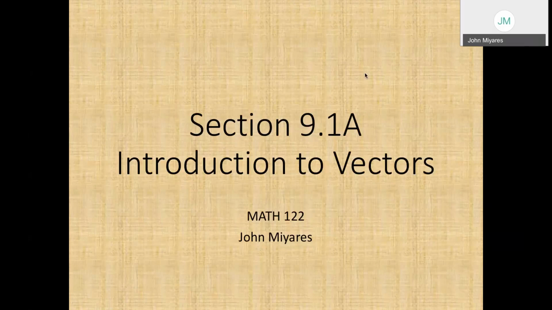Vectors are another topic, like polar graphs, that we want to introduce you to in preparation for calculus, but in reality, they're not used at all in Calculus 1. You will see them at the tail end of Calculus 2, and they're spun all throughout Calculus 3, as another name for that course could be vector calculus.